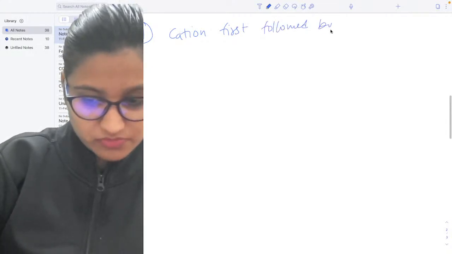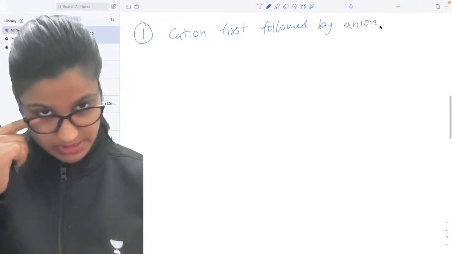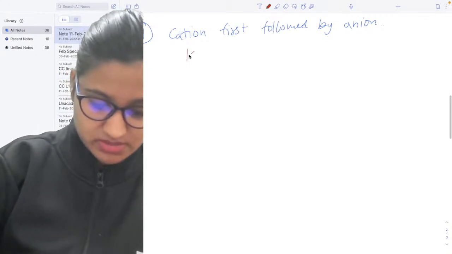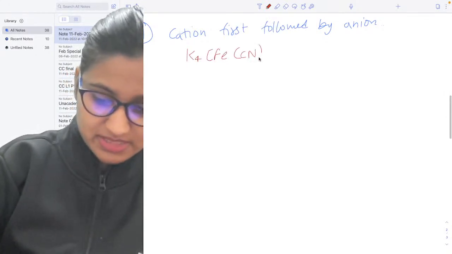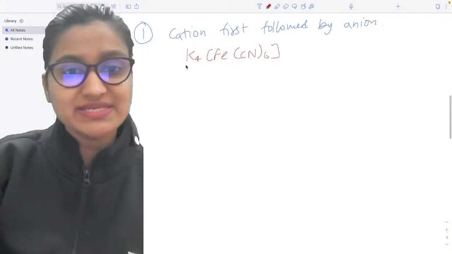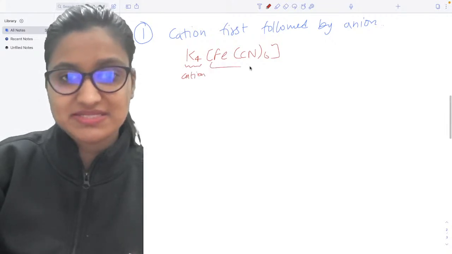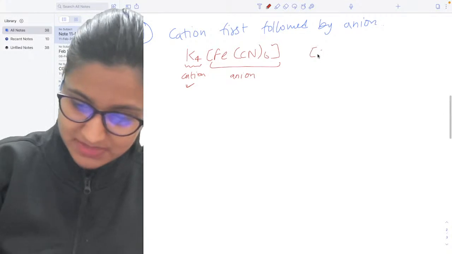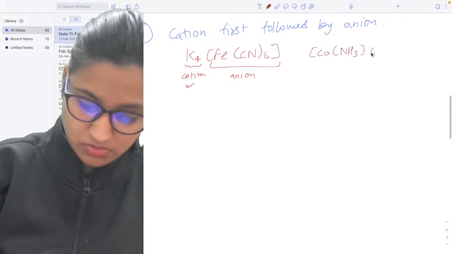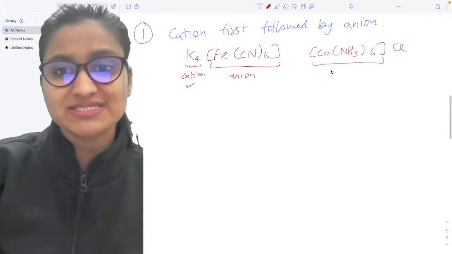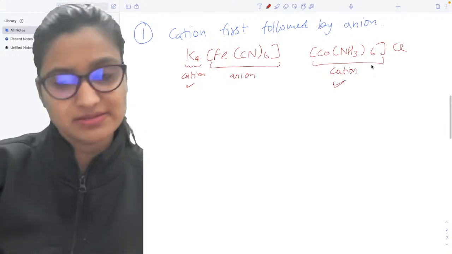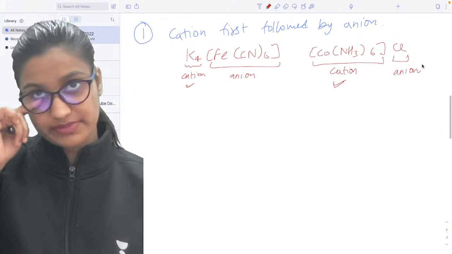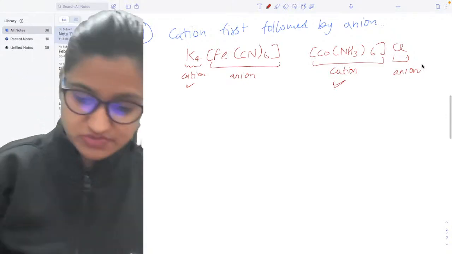Cation first, followed by anion. First you will name the cation. Suppose your compound is K4[Fe(CN)6]. You can see here that this is the cation and this is the anion. So you will always write the name of the cation first. If your compound is like this, say [Co(NH3)6]Cl3, you can see this is the cation, so you will name it first, and in the end you will name the anion. So you will always write the name of the cation first.